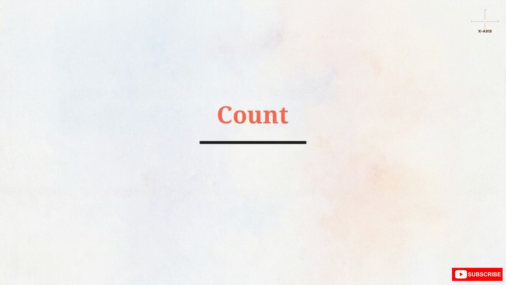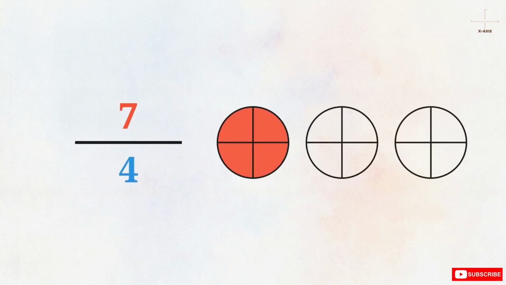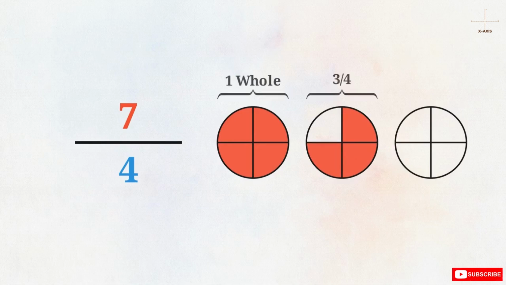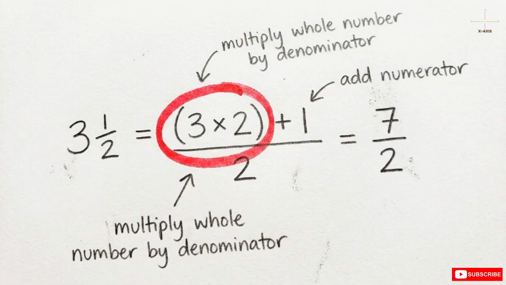The top number is our count. It tells us exactly how many pieces we have. The bottom number tells us the size of those pieces. When your count is larger than your size number, you have an improper fraction, meaning you hold more than one whole unit. Recognizing how to switch between these formats is the first step you have to take before solving any fraction arithmetic problem. Let's see how the mechanics work.